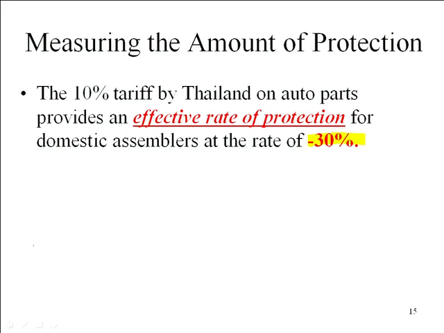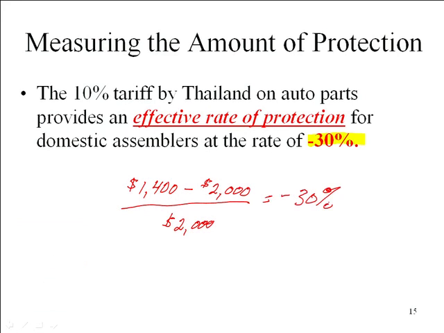So we can figure this out. Notice the value added with the tariff now has to be $1,400. But in free trade, we could do this assembly at $2,000. So when we look at that as a percentage of the free trade value added, we're looking at minus 600 on 2,000, which is a minus 30%. So you've provided some protection to the auto parts industry, which you're trying to get going, but you've taken protection away, or you've actually made it harder to assemble cars in Thailand.